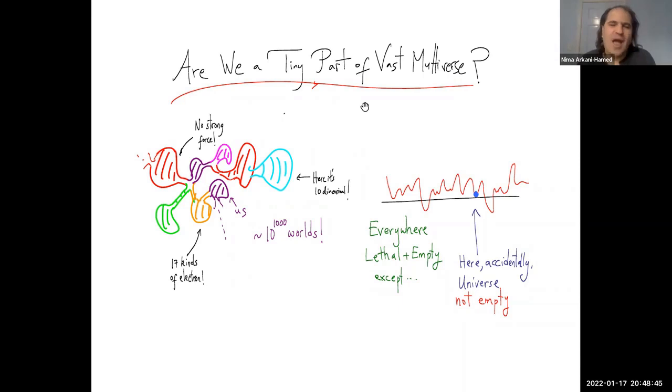These huge numbers arise basically because of exponentiation. You have many choices you can make for how you curl up the extra dimensions, and the number of choices quickly grows exponentially in size.